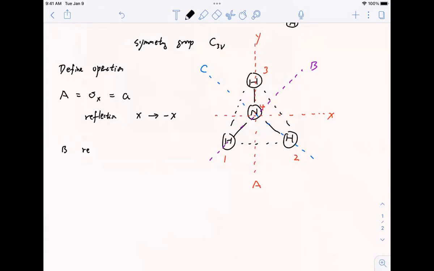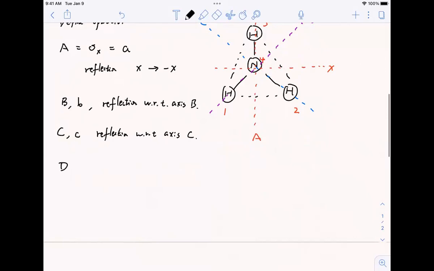Correspondingly, B means reflection with respect to axis B. The same for C or small c, reflection with respect to axis C. Then we're going to define D. D basically means C3 rotation counterclockwise for 120 degrees. And then the other is just 2 of them.